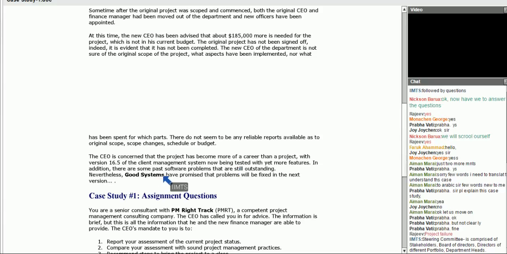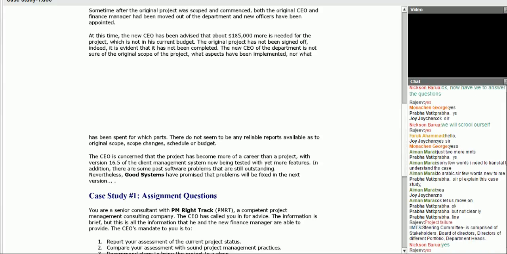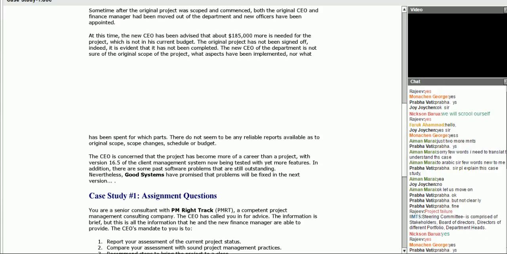In addition, there are some past software problems that are still outstanding. Nevertheless, Good Systems, since they are reliable vendors, have promised that the problems will be fixed in the next version. So this is the case. Let's go on to the questions now. Is everybody able to understand the case, what I have communicated till now? Okay, so let's get to the questions now.